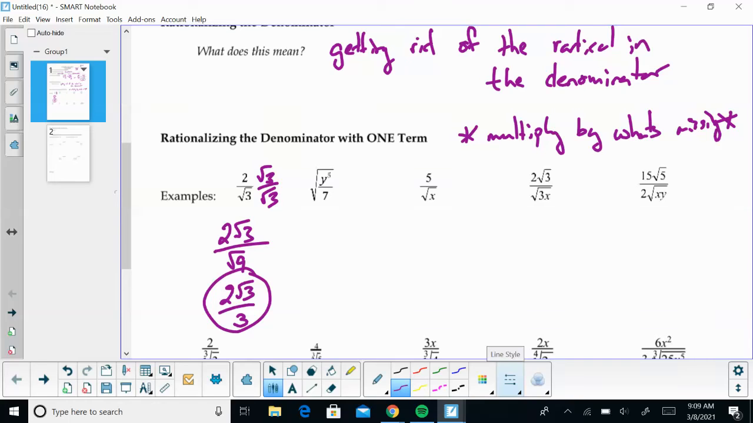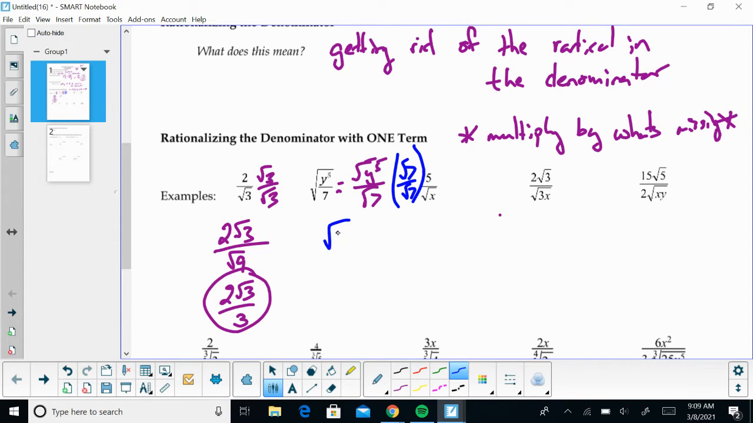Okay, let's do some more rationalizing here. So this next one, I've got a fraction, so I could rewrite it as the square root of y to the 5th over the square root of 7. That's totally fine. And another way to think about this is I'm going to multiply by the radical on the bottom. So we'll multiply by root 7 over root 7.